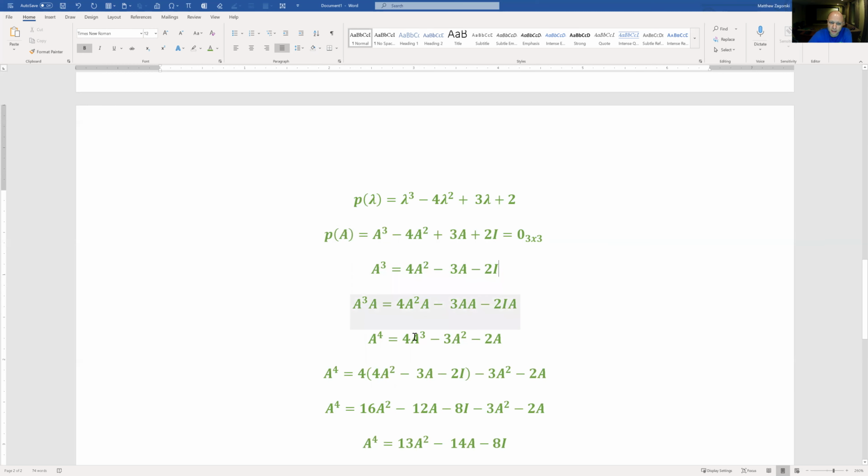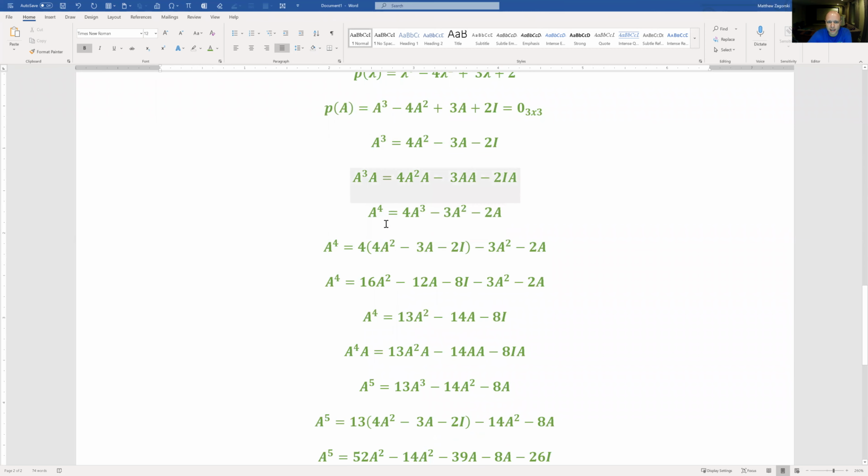4a squared times a is 4a cubed. Minus 3a times a is minus 3a squared. Minus 2 times the identity times a. Anything times the identity matrix is always going to be that matrix. So that's going to bring us to negative 2 times a. And then we're going to do that again.